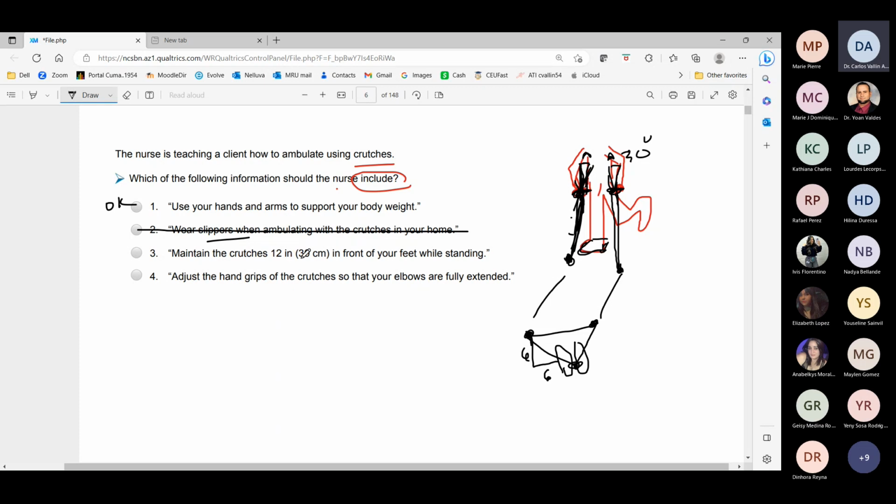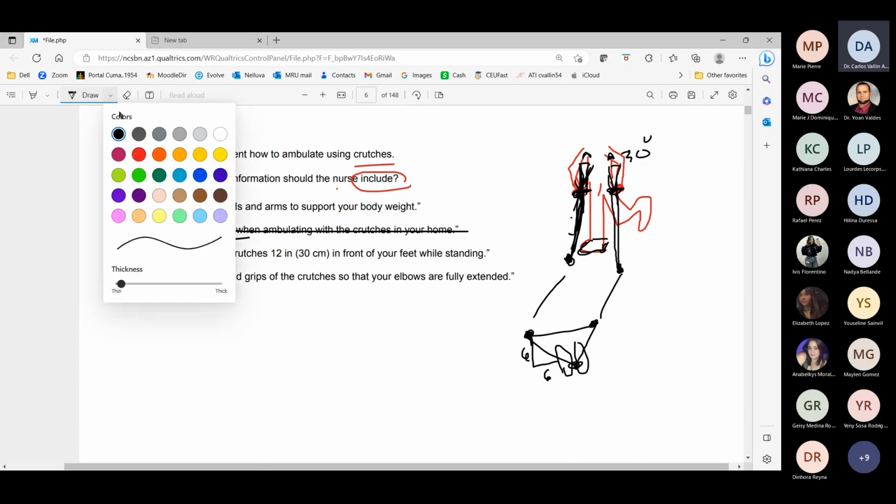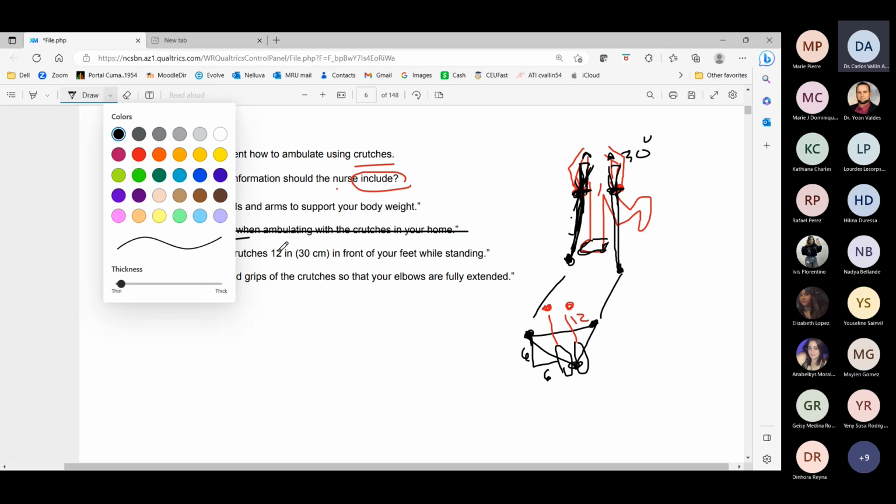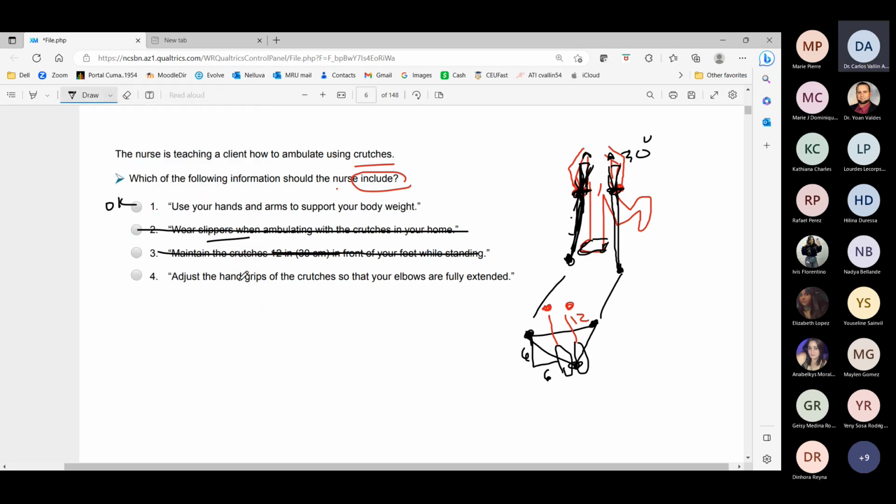Maintain the crutches 12 inches, 30 centimeters in front of your feet while standing. This is contradicting what we said about where the tip should be placed. They say that you should put the crutches in front of your feet at a distance of 12 inches. So it is not a tripod position. So it is wrong. Definitively, it is wrong. So we discard this option.